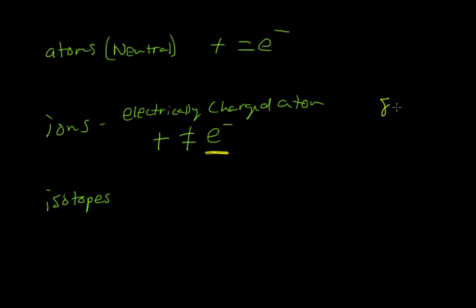So oxygen has 8 protons. If I were to take one of these protons away and have 7 protons, that would no longer be oxygen. That would actually be the element nitrogen. And actually this is a nuclear reaction. This is not chemistry, so this is not what we're doing. So make sure that you never change the number of protons. You can only change the number of electrons.